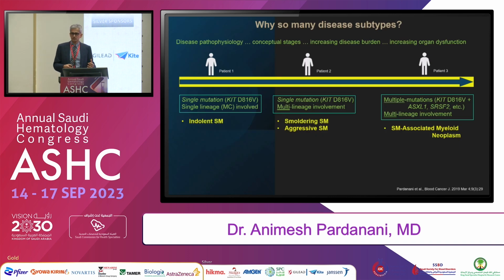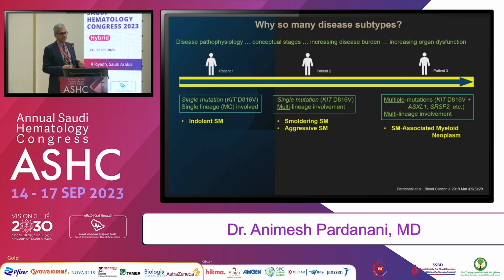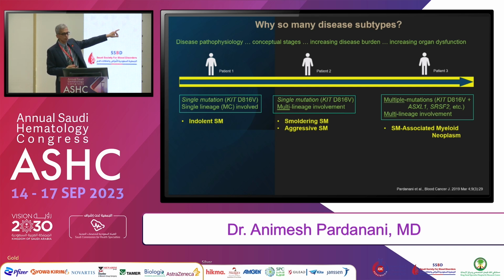So, one question when I started studying this disease is why so many disease subtypes? You have just one driver mutation, but then you have all these disease manifestations. And the way I conceptually think about it is, think about patient one. Patient one has only one mutation, the KIT mutation, and there's only one blood lineage involved, that's the mast cell lineage. So this is the patient who will develop indolent mastocytosis.